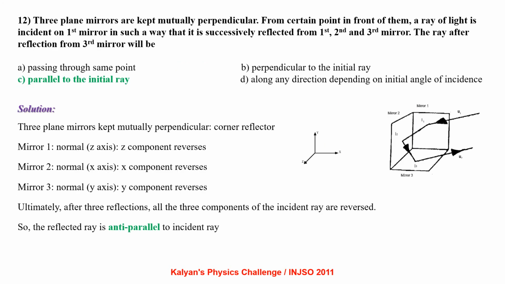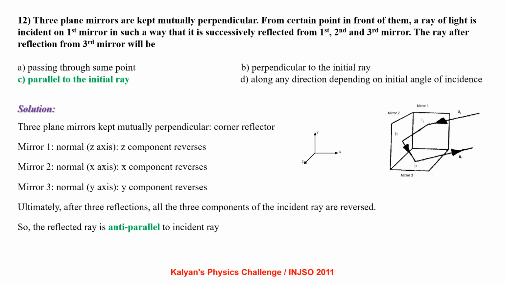Three plane mirrors are kept mutually perpendicular. From a certain point in front of them, a ray of light is incident on the first mirror in such a way that it is successively reflected from the first, second and third mirrors. The ray after reflection from the third mirror will be passing through the same point, perpendicular to the initial ray, parallel to the initial ray, or along any direction depending on the initial angle of incidence.